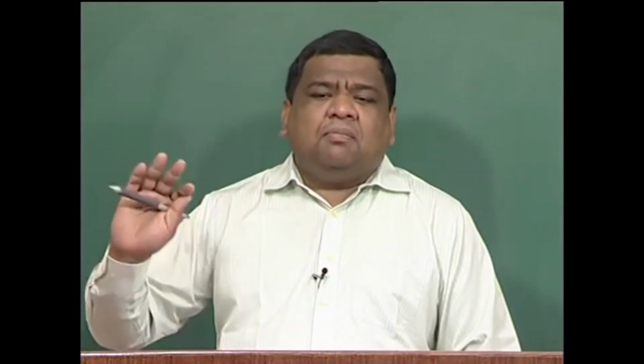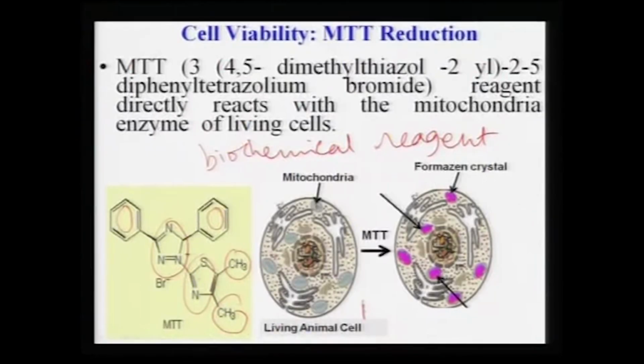So, if there are fewer viable cells, the violet color intensity, that is the optical density, will also be less. So, from that optical density you can directly say that higher optical density means more viable cells are there, and lower optical density means fewer viable cells. And viable here, as I have mentioned, means metabolically active cells.